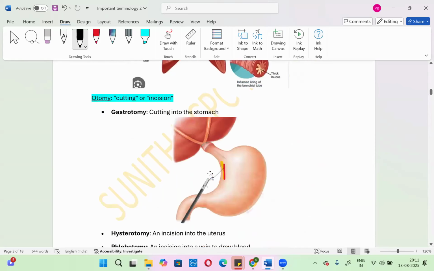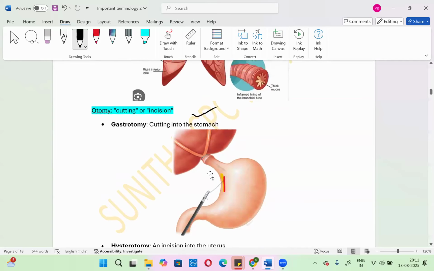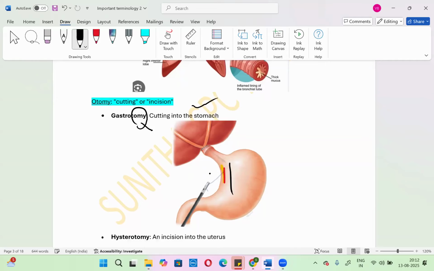Now here we go, the other terminology, that is otomy. What is otomy? Nothing but cutting. They are cutting some organ. They are doing the incision. Cutting, incision. Otomy is what? Incision. They are cutting. Okay. So otomy is cutting. Now, where they are cutting? Gastrotomy. Gastro is what? Stomach. They are cutting the stomach.